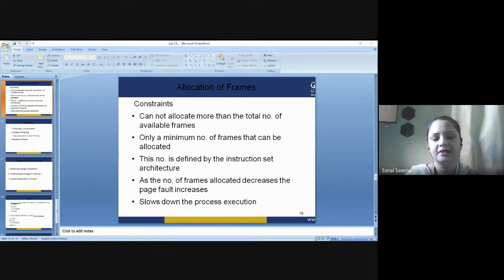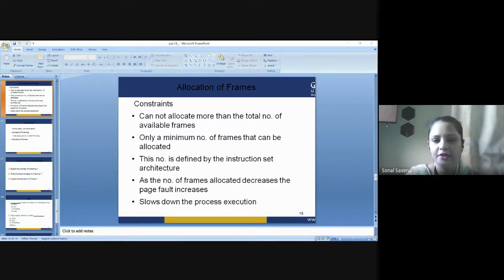Now, let us understand what is global versus local allocation. The number of frames allocated to a process can also dynamically change depending on whether you have used global replacement or local replacement for replacing pages in case of a page fault. Now, what is local replacement? When a process needs a page which is not in the memory, it can bring in the new page and allocate it a frame from its own set of allocated frames only.